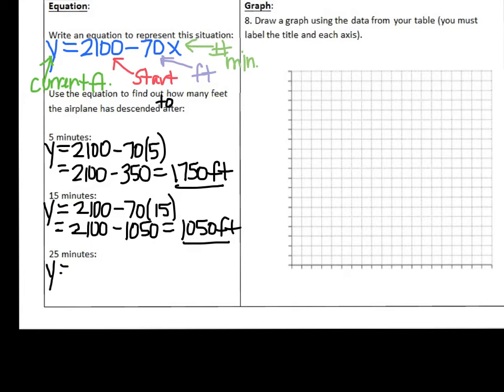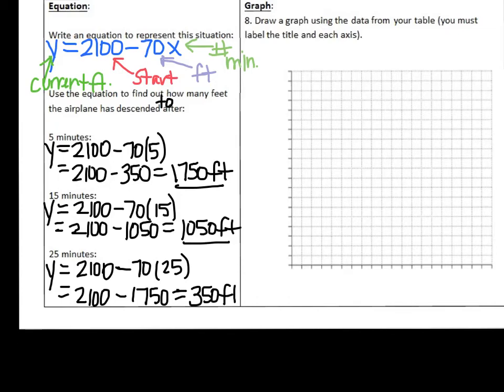Now let's look at after 25 minutes. That'll be 2,100 minus 70 times 25. So, okay, so that's going to be 2,100 minus 1,750, and we get 350 feet. So after 5 minutes, the airplane is at 1,750 feet. After 15 minutes, it's at 1,050 feet, and after 25 minutes, it's at 350 feet.